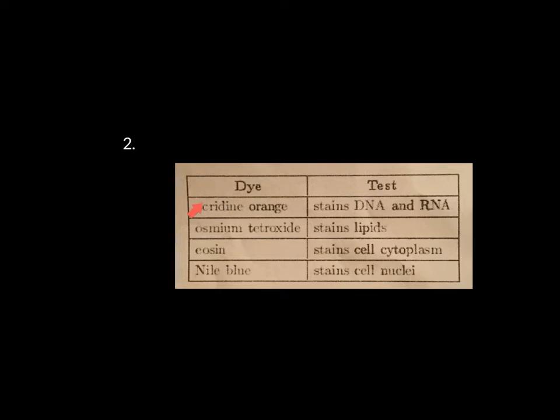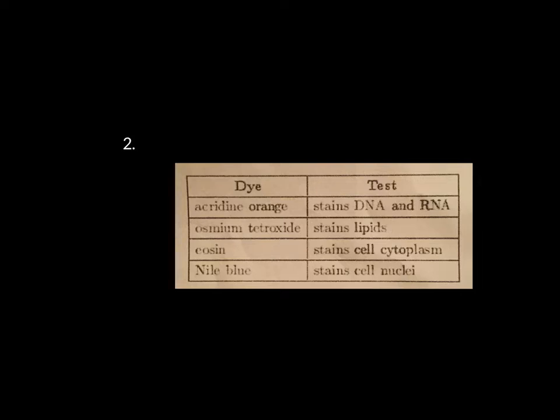This first dye, acridine orange, stains DNA and RNA. The second dye, osmium tetroxide, stains lipids. The third dye, called eosin, stains cell cytoplasm, and Nile blue stains cell nuclei.